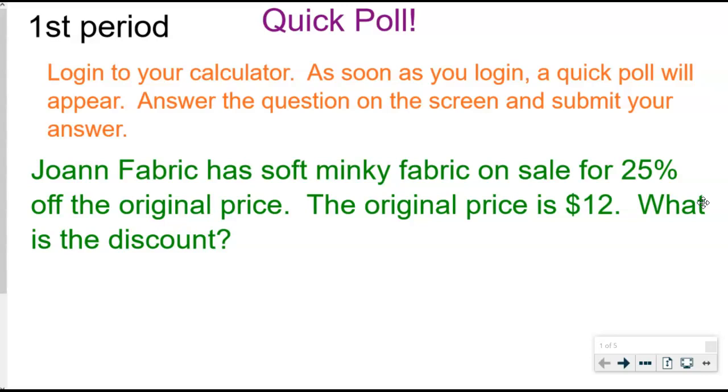Students in class, I did catch some of them. You need to make sure that you're paying attention to what the question is asking. Joanne Fabric has soft minky fabric on sale for 25% off the original price, and the original price is $12. What is the discount? I did not ask, as I have in all of the others past, what the new price is. I asked instead, what is the discount, meaning how much are we saving?